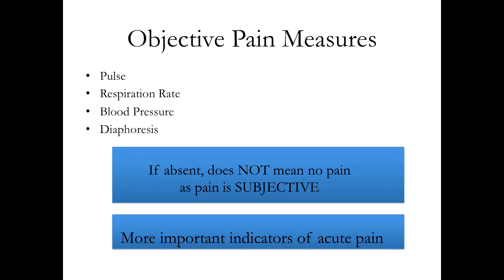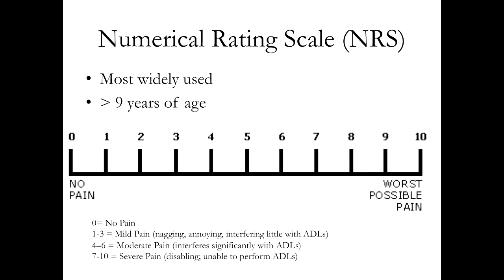However, if these things are absent, it doesn't mean you don't have pain. And if you have chronic pain, you should not expect to see these things change necessarily, because your body reaches a compensatory state where it doesn't need these things in order to tell the rest of the body that there might be a problem. So probably the easiest thing that we typically will use in the clinical setting is the numeric rating scale, or the NRS. It's predominantly used when patients are greater than 9 years of age, although it has been validated a little bit lower than that. And it's easy.